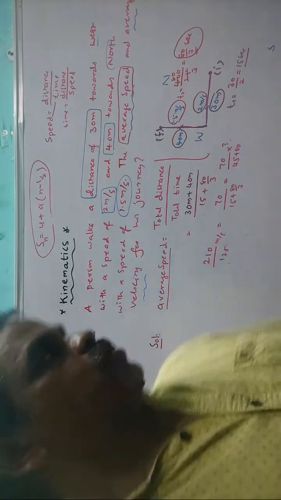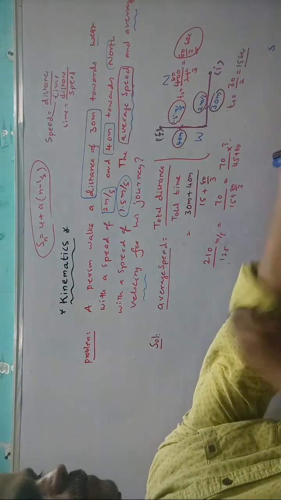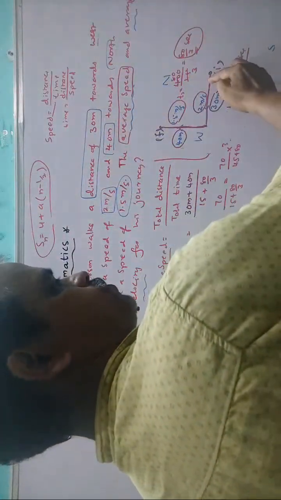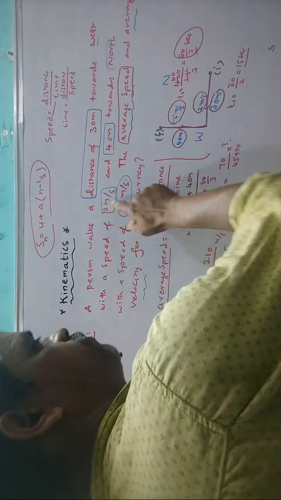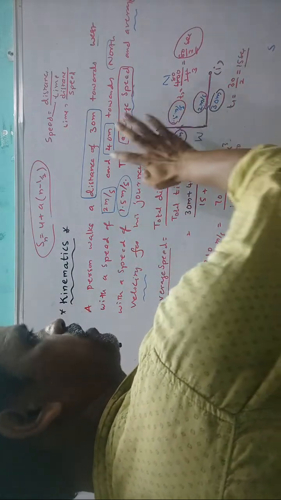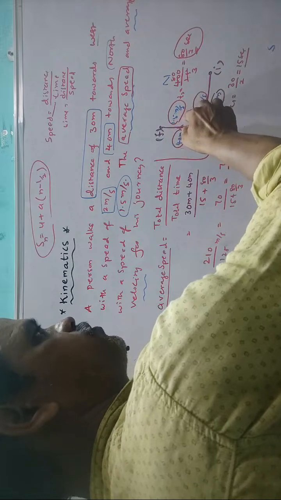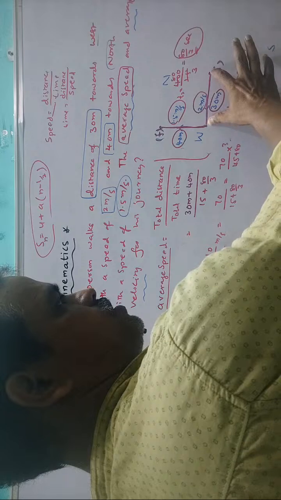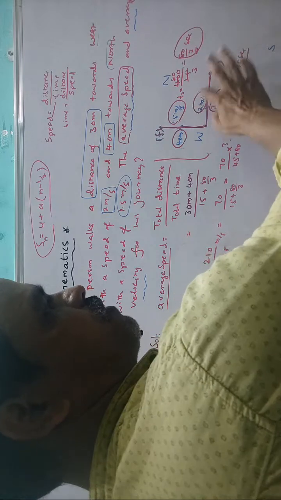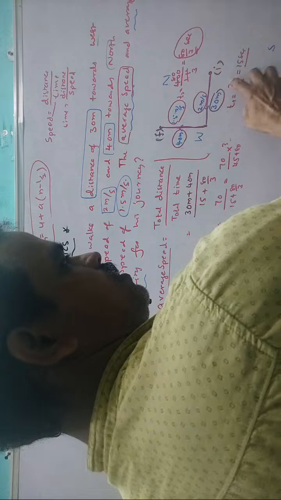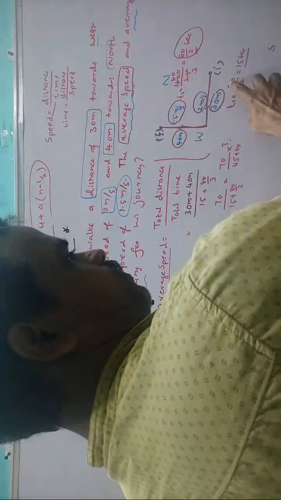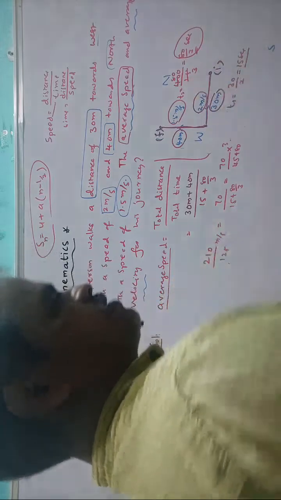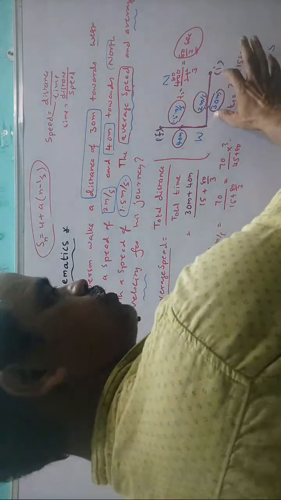Yes. So here I am repeating. A person walks a distance 30 meter towards west with a speed of 2 meter per second and 40 meter towards north with a speed of 1.5 meter per second. So up to this distance, that is 30 meter, he travels with 2 meter per second. Time taken is 30 by 2, distance by speed, that is equal 15 seconds. The time taken to cover 30 meter.